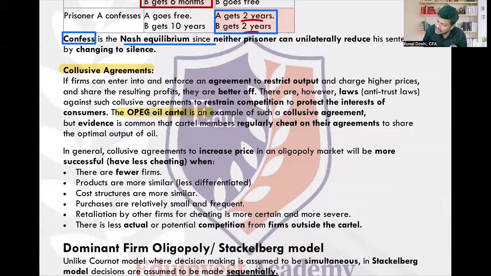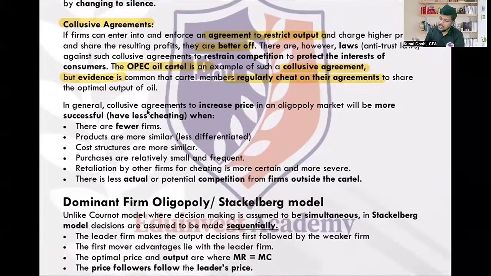So a collusion agreement is where there is an agreement to restrict output, which is common in OPEC, so that they get better pricing. In OPEC, now you have OPEC plus also. So it's a cartel, which is called a collusion agreement, but the evidence is that the members regularly cheat on their agreement and they all end up producing more and selling it at a lower price, correct?